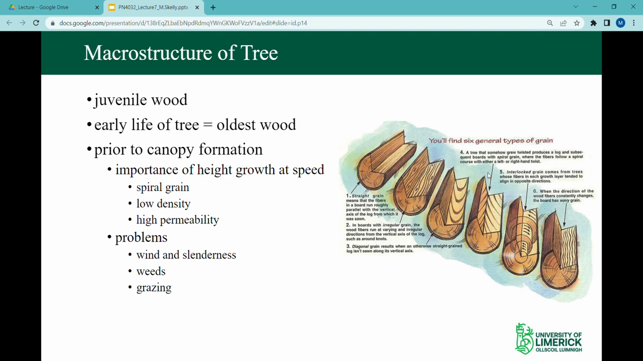Okay, so a tree that somehow grew twisted produces a log with subsequent boards of spiral grain pattern. So again, we get a spiral grain. Somehow it's twisted. Maybe the wind has hit it, or animals have rubbed off it at a very young stage and started to rotate it over and over again, or it's chased the sun, or the light around another tree, to try and get that light to allow itself to grow as best it can. But subconsciously, it's actually affected its structure and reduced its likelihood to succeed in the future. Same with our last 2 methods here.